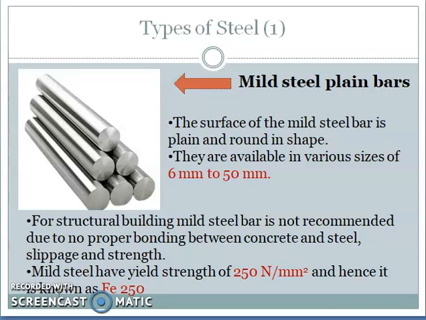Usually for structural building, mild steel is not recommended as it does not form a very good bond between the concrete and steel. So there can be slippage or there can be a less of strength at extreme conditions. Mild steel have a yield strength of 250 Newton per mm square, and hence it is known as Fe 250. So Fe is a notation of steel and 250 is its yield strength in Newton per mm square.